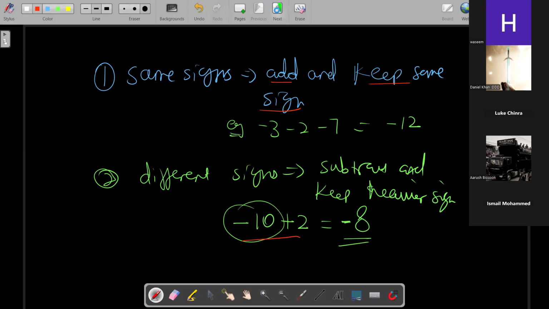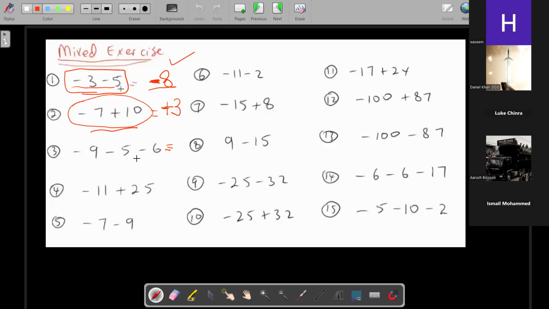So in this case, everything has the same sign, everything has a negative, so we're gonna sum them together and keep the same sign, right? When you add up this, you're gonna get 20, so the answer here is -20. Right? Next one.